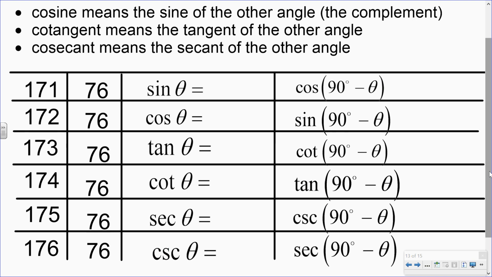So again, when you're doing proofs, if you have these 90 minus theta things in there, you change two things. You change the function to its cofunction, sine and cosine, tangent and cotangent, secant and cosecant, and you change the angles to the complements. If it was 90 minus theta, you change it to just theta.